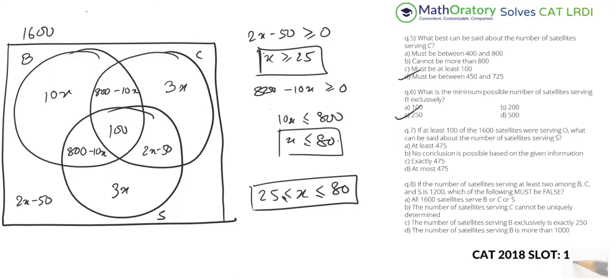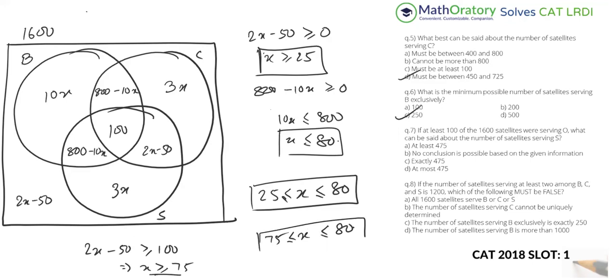Question 7 says if at least 100 of the 1600 satellites were serving O. So this is an additional constraint. It tells us that this 2x minus 50 value is at least 100, right? So 2x minus 50 is at least 100. So this modifies the range of x maybe. So let us look at this. What are we getting? This is 150 on that side divided by 2. So x is greater than or equal to 75 now. So that changes the range a bit. We had earlier x greater than or equal to 25, and now we have x greater than or equal to 75. So this is a modified range of x now.